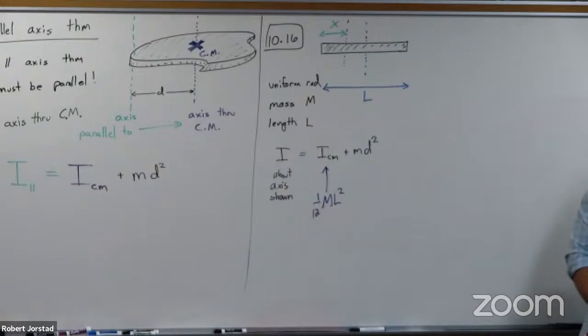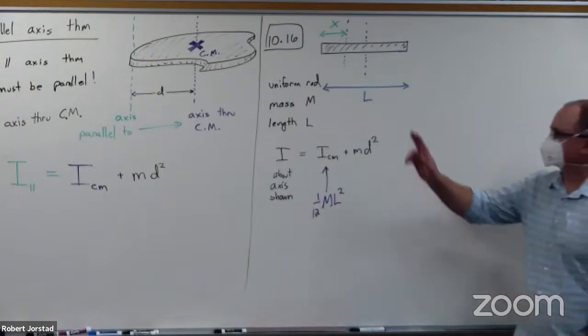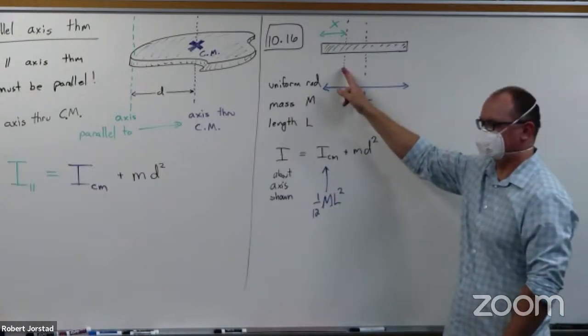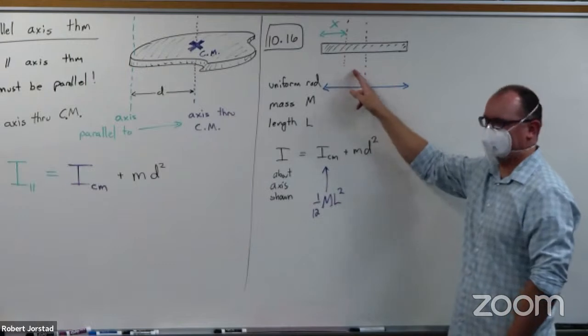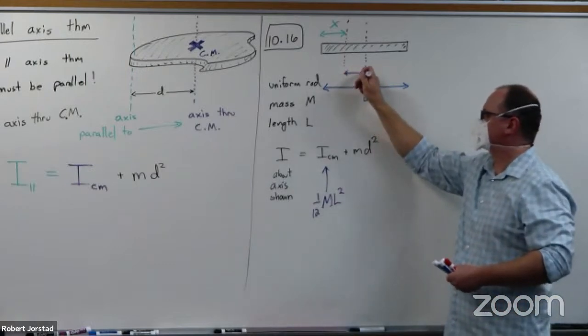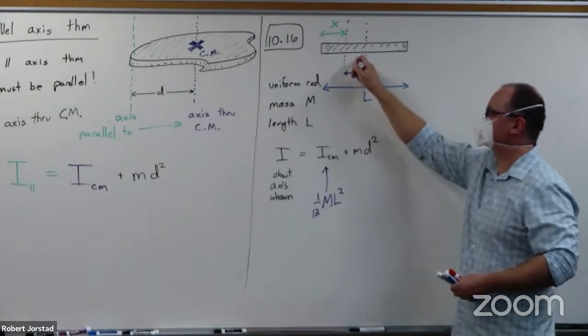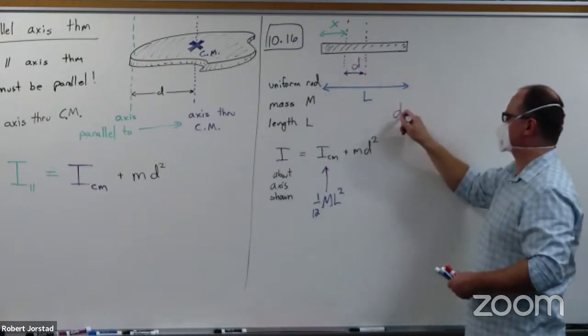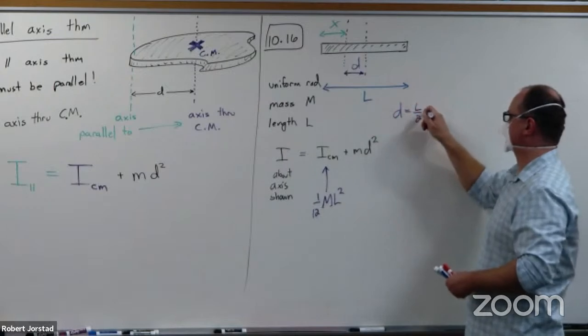What's the distance I need? What is D, between X and this? Want to just come up and point at it? That's probably easier. The axis, that X, the distance from here to where? To the center. Yes, that's D. Good, that made sense. Good way to do that. L over 2 minus x. And that distance is L over 2 minus x.